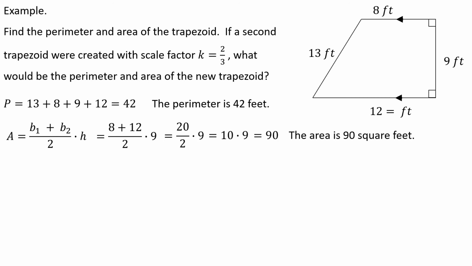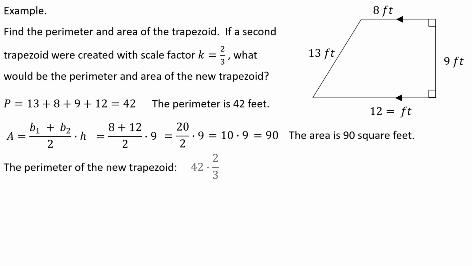Okay, now, if we construct a second one where the scale factor is 2/3, I'm assuming we're going to multiply every number by 2/3, right? So that 13 would get multiplied by 2/3. The side that's 8 feet would be multiplied by 2/3. The side that's 9 feet would be multiplied by 2/3. And the side which should be labeled 12 feet would be multiplied by 2/3. So what happens with the perimeter and the area?